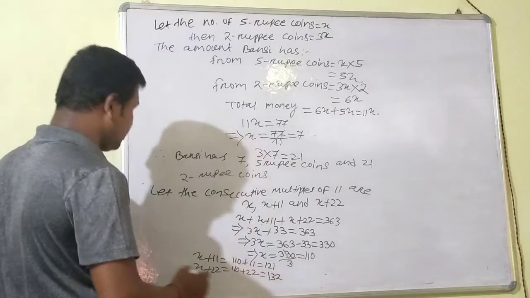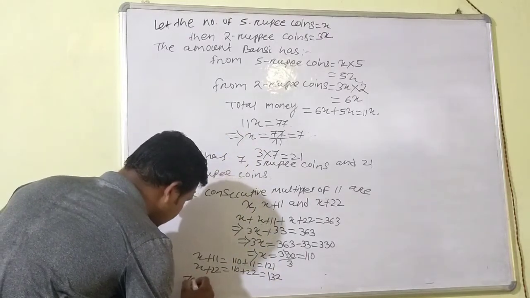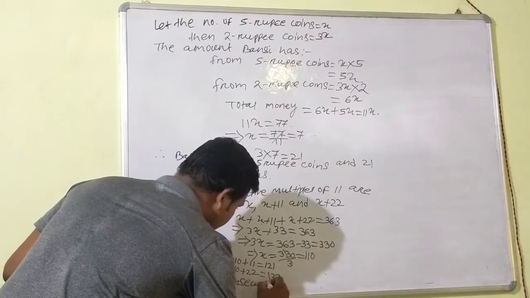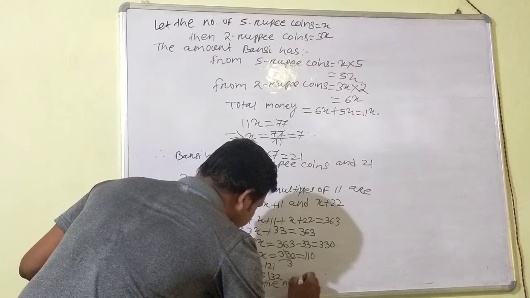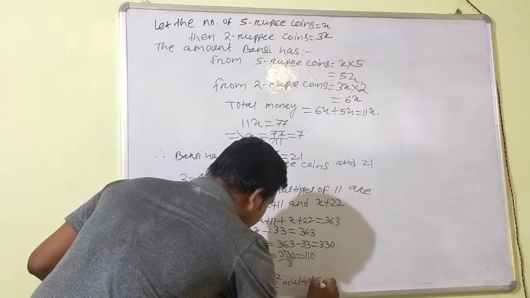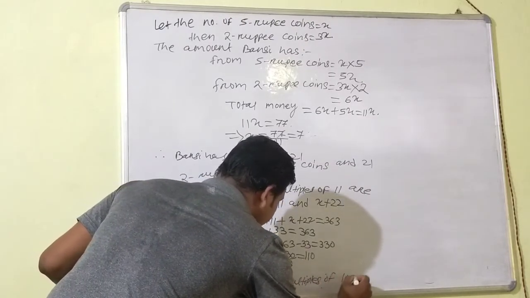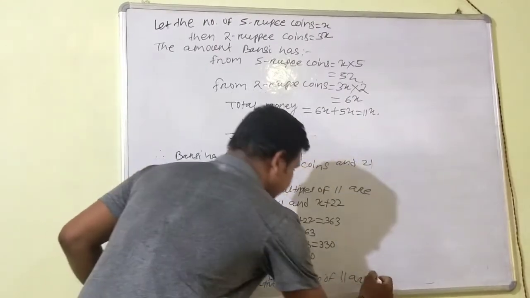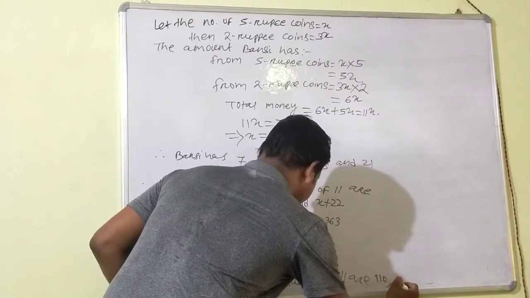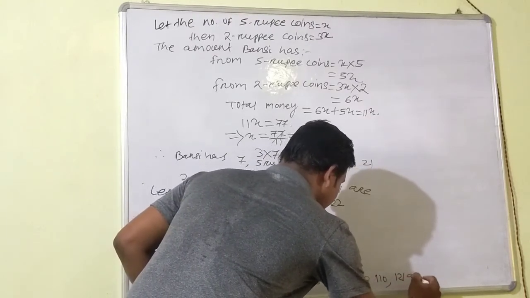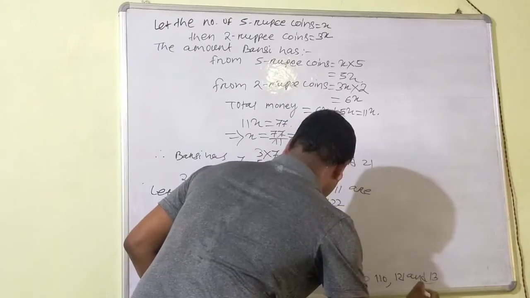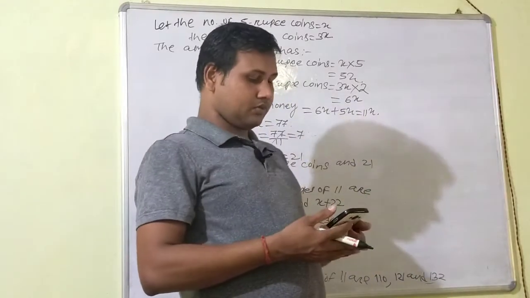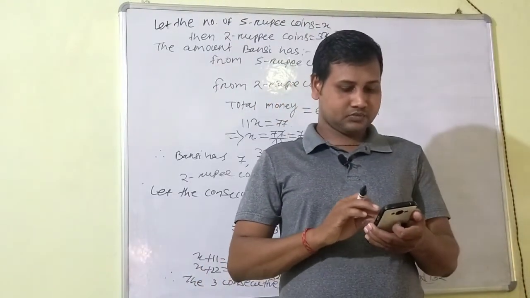Therefore, we will write conclusion. Therefore, the three consecutive multiples of 11 are 110, 121 and 132. Okay. Now come to other question.